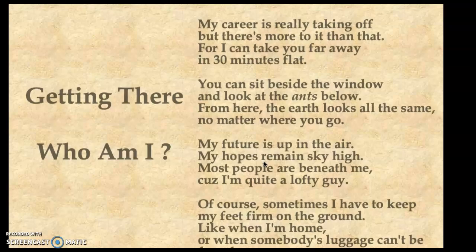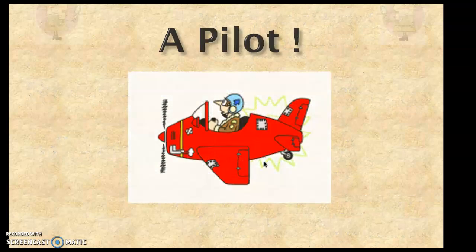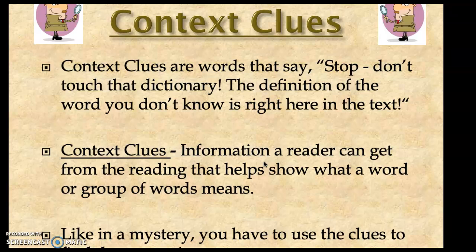There are just some examples of context clues and how they can lead us to figuring out things. Okay, we're going to skip that last one because I think you guys get the point. All right. Context clues are words that say stop. Don't touch that dictionary. The definition of the word you don't know is right here in the text. We have to be better about using those surrounding words to figure out the word we do not understand.